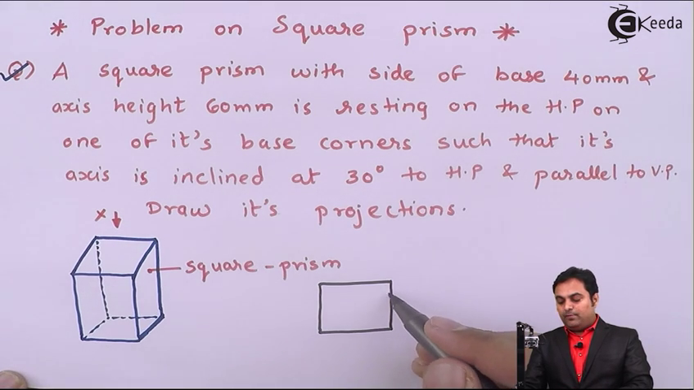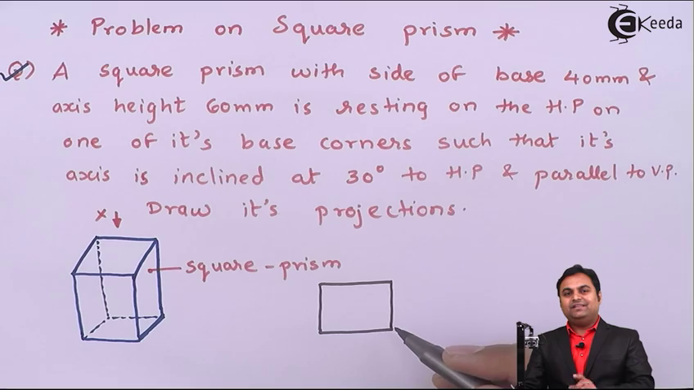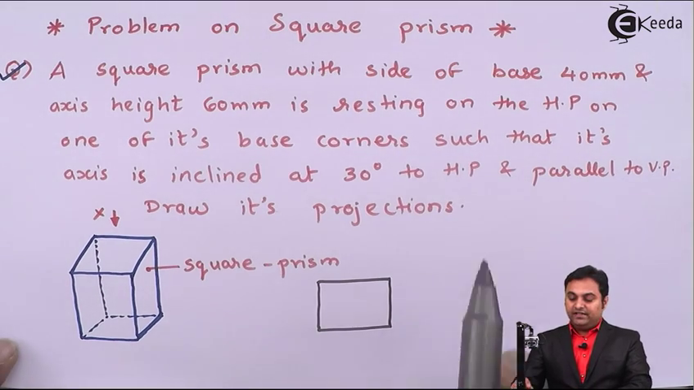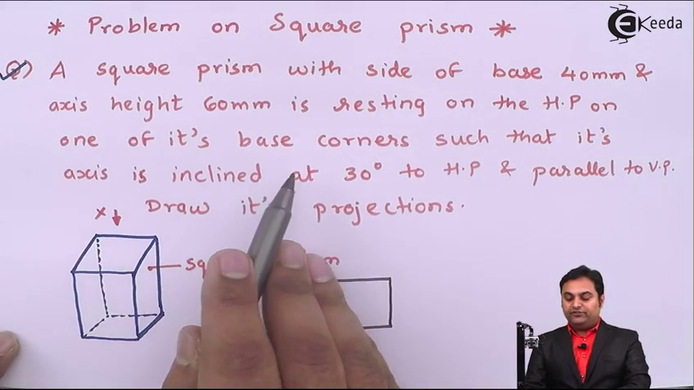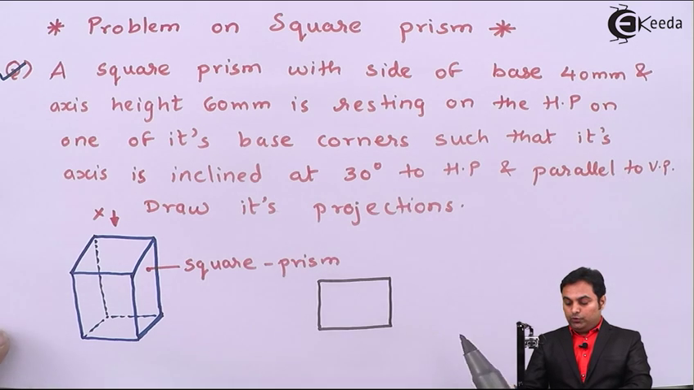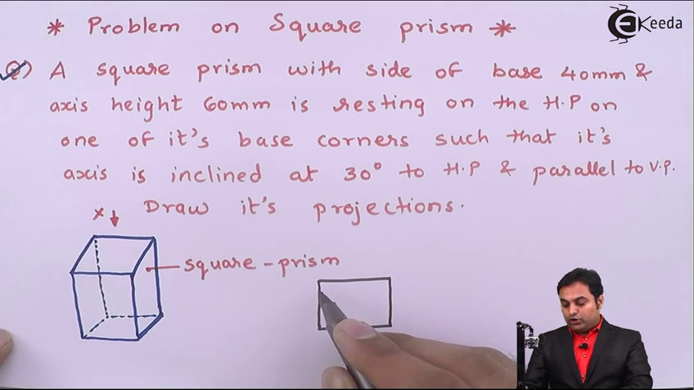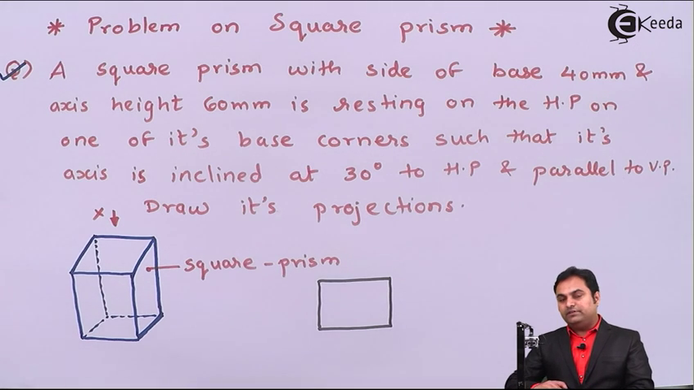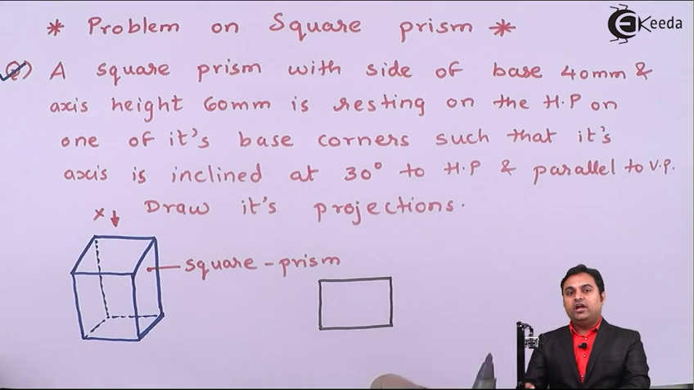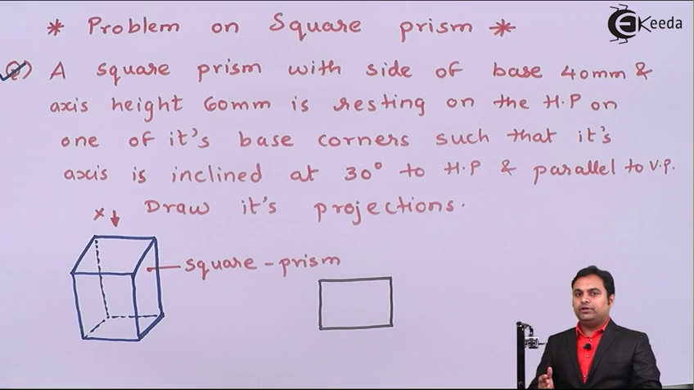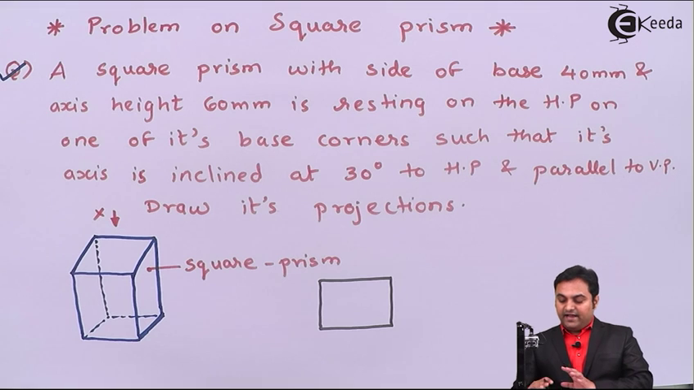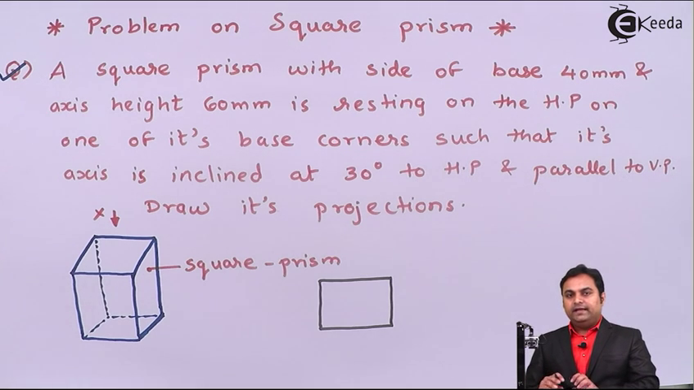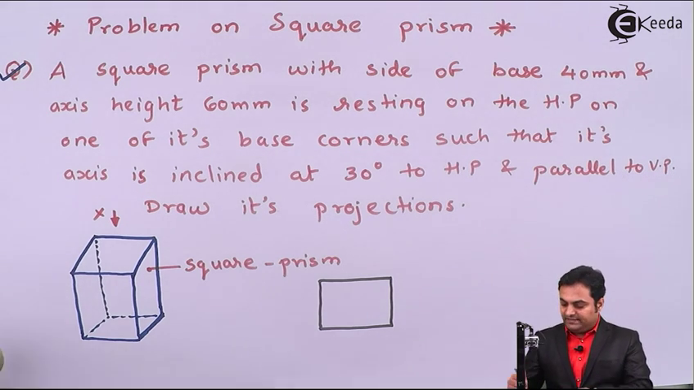it will tilt about this edge, and in the question it is mentioned that it is resting on the HP on one of its base corners. So here when I am drawing a square in this way, it means it is incorrect, because when I will be tilting it onto the right hand side, it will tilt about the edge and not about the corner. So it means I have to draw this square in some other form. And what is that?